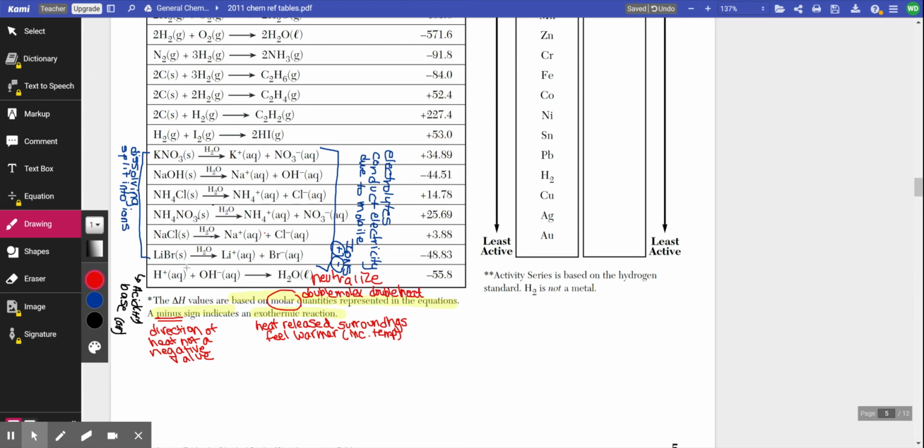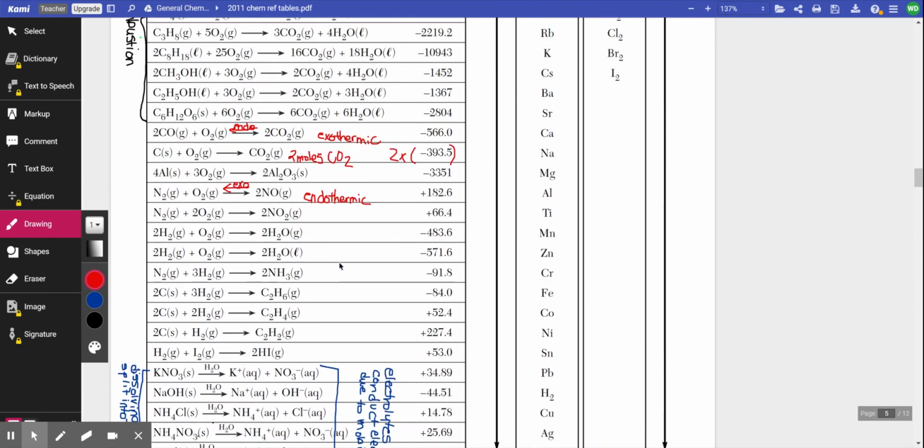Over here in blue, in this bracket, these are dissolving, so that's why we have this H2O written over the arrow. When ionic compounds dissolve, they split into ions. That's why we call them electrolytes. That means they conduct electricity due to the mobile ions.